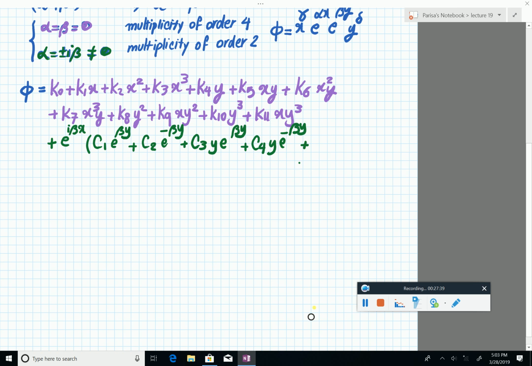Plus c5 x, now x e beta y, plus, I wish it fits here, c6 x e minus beta y, and of course this is the last one. And then kind of similar terms here.